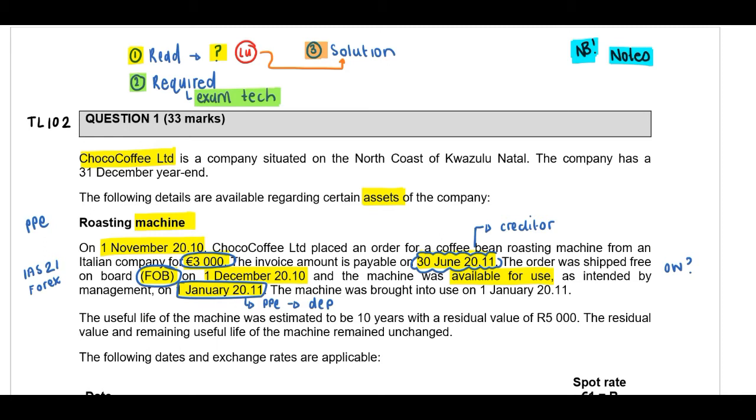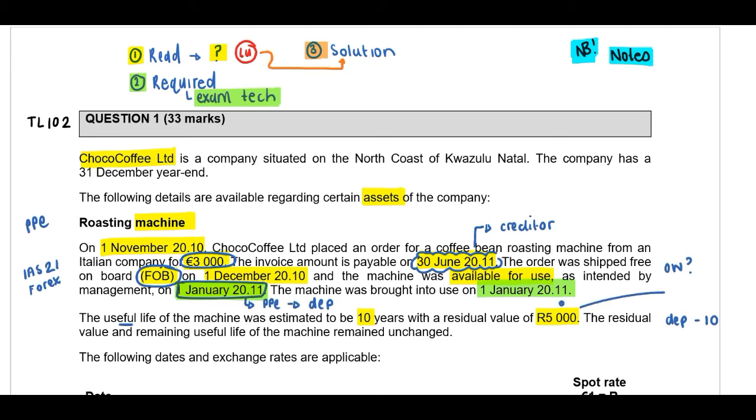The machine was brought into use on 1 January 2011. Therefore, again, guys, we need to start with our depreciation. Then, the useful life of the machine was estimated to be 10 years with a residual value of 5,000 Rand. The residual value and the remaining useful life of the machine remained unchanged. This is important because we need to make use of our 10 years in terms of our depreciation, and we need to take into account our residual value.